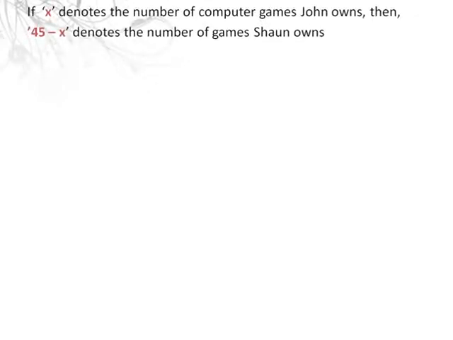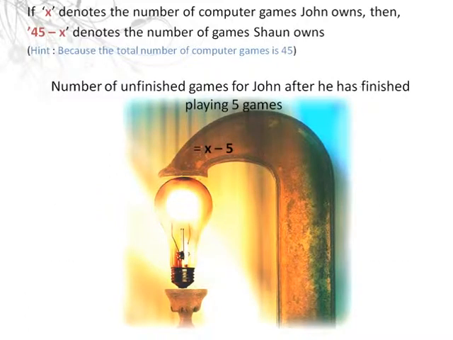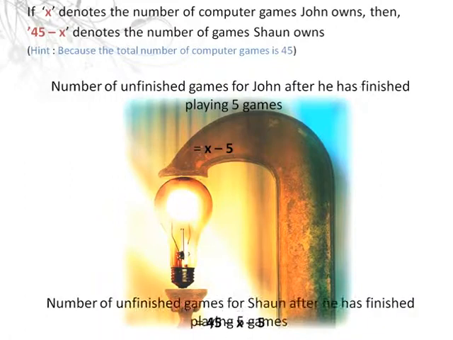In the problem, let us try denoting the number of computer games John owns by x, then the number of games Shaun owns can be denoted by 45 minus x. Now, how did this come? Let us try scratching our brains. Because the total number of computer games is 45, if one owns x, the other must own 45 minus x games. Number of unfinished games for John after he has finished playing 5 games is equal to x minus 5.